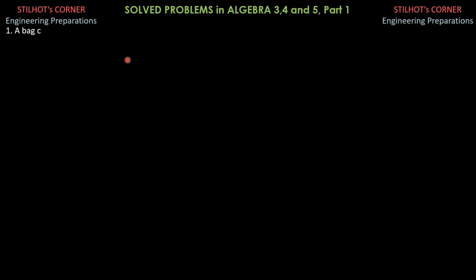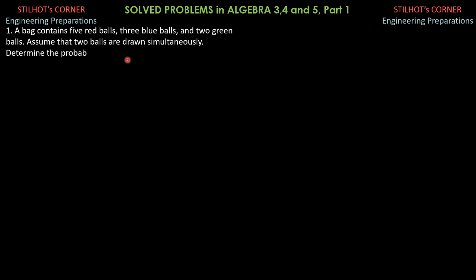So here is the first problem. A bag contains 5 red balls, 3 blue balls, and 2 green balls. Assume that the 2 balls are drawn simultaneously. Determine the probability that at least one ball is blue.